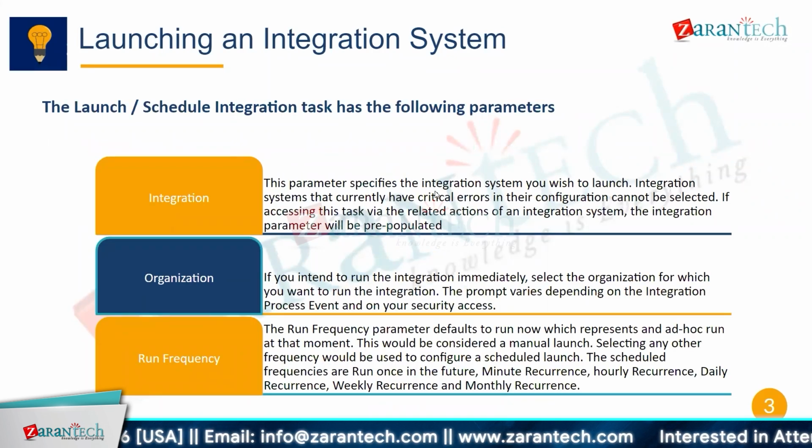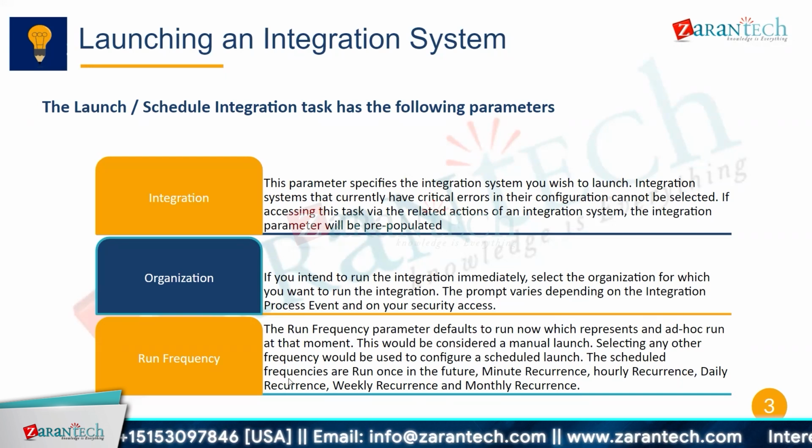The launch schedule integration task has the following parameters. The integration system: this parameter specifies the integration system you wish to launch. Integration systems that currently have critical errors in the configuration cannot be selected. If accessing this task via the related actions of an integration system, the integration parameters will be pre-populated. Then the organization: if you intend to run the integration immediately, select the organization for which you want to run the integration. The prompt varies depending on the integration process and even on your security access.